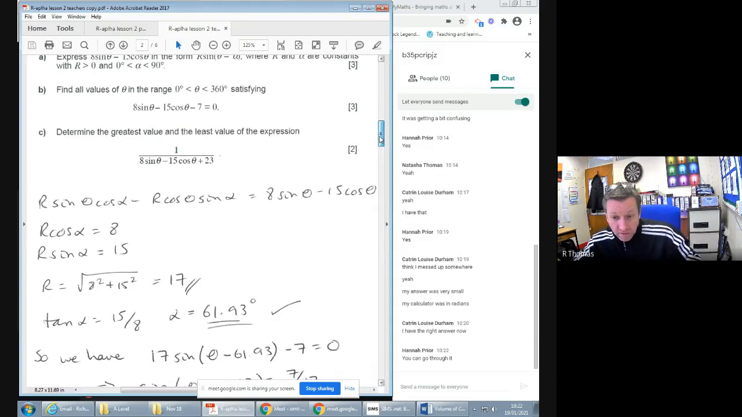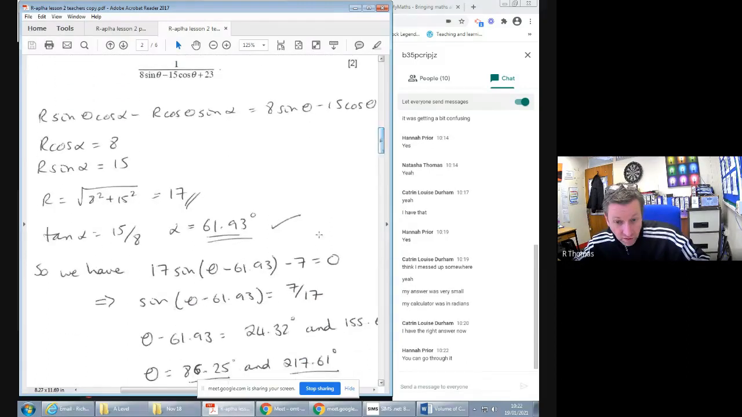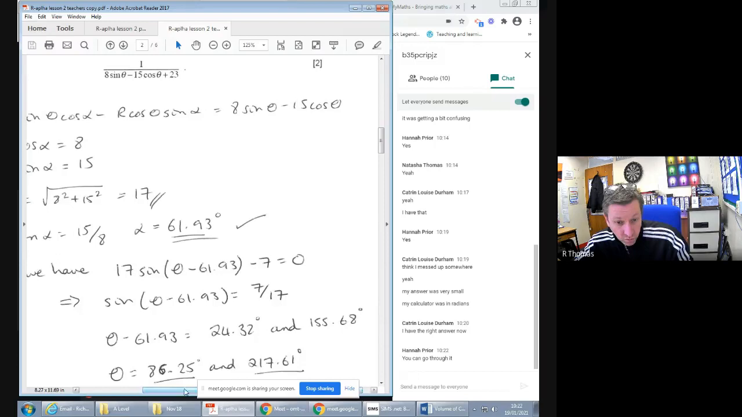Okay, so this, thank you, Hannah. So this is what I've got. I took the 7 over, it became a plus, divided through by the 17, and then did sine to the minus 1. A calculator said 24.32. I know from my graphs I need to then subtract that from 180 to get 155.68. And then I bring over my minus 61.93 as a plus to get these two values here. Okay? Anybody get the same?